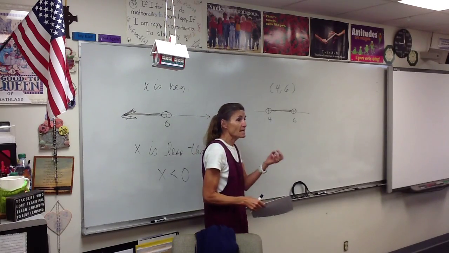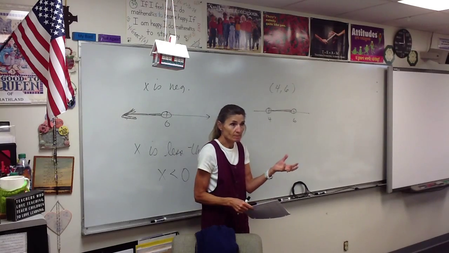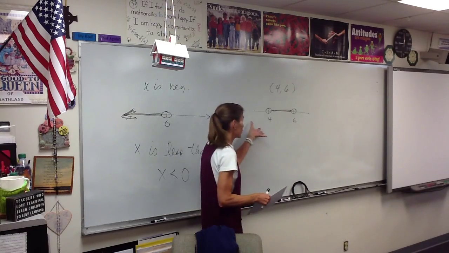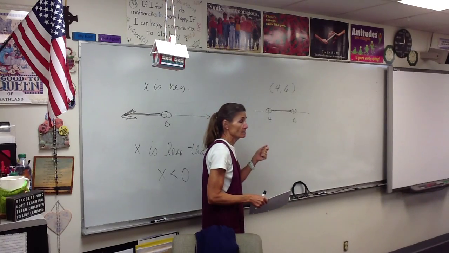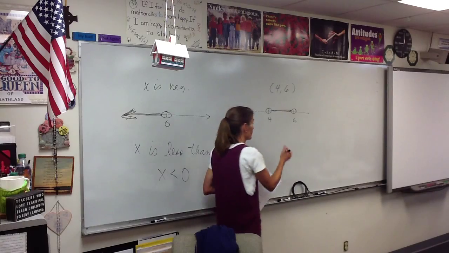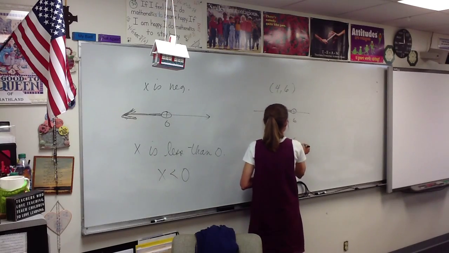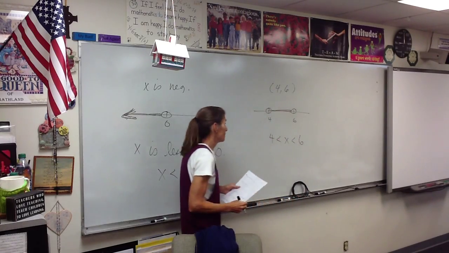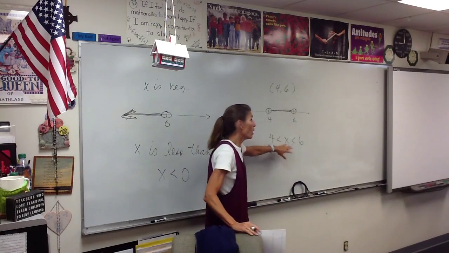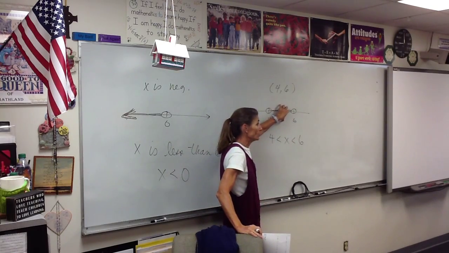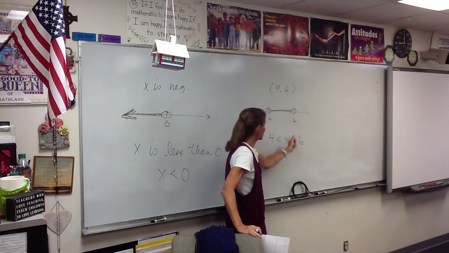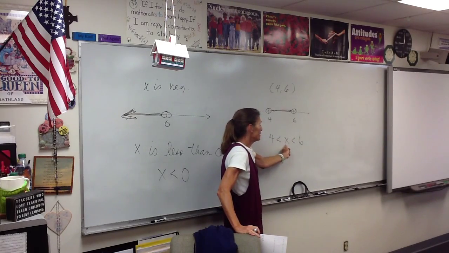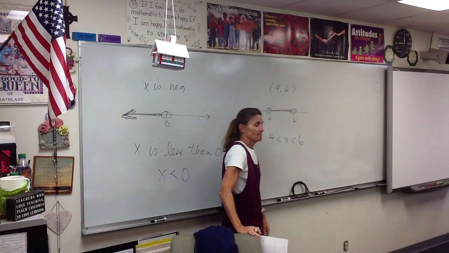Now, I want to write that as an inequality. That means I need to write it using less than or greater than symbols. So do you have a thought on that? What would that look like in terms of less thans and greater thans? 4 is less than x, and x is less than 6. Yeah. When we write these inequalities and we're describing an interval, please only use less thans, never greater thans, always less thans. You have a 4 and you have a 6, and you want x to be in between there. So 4 is less than x is less than 6.